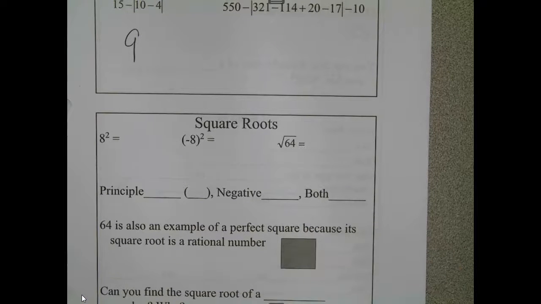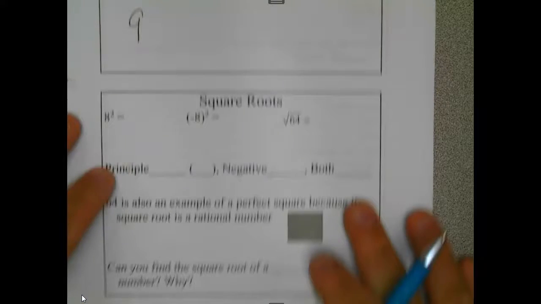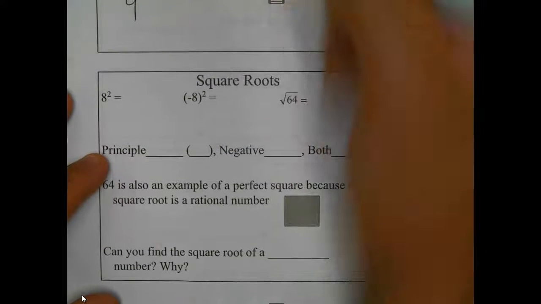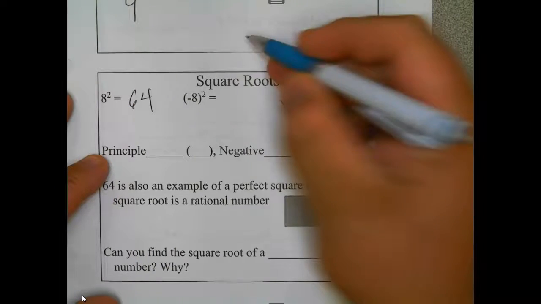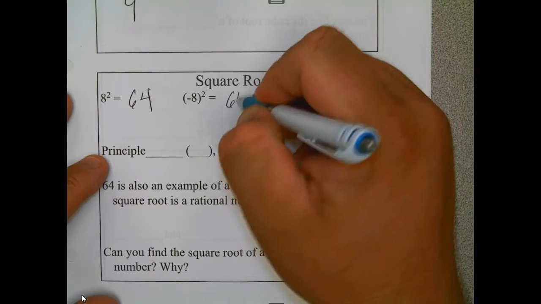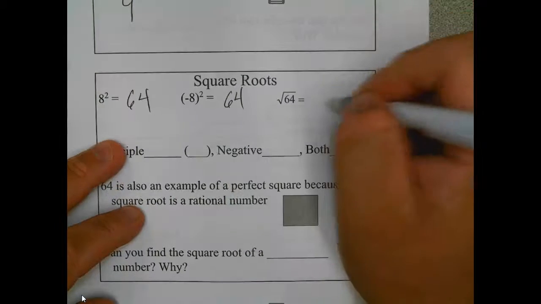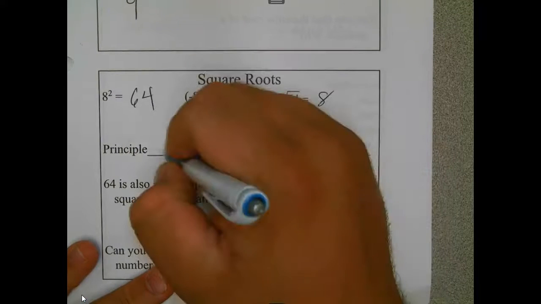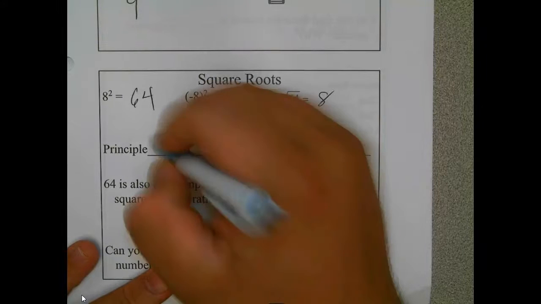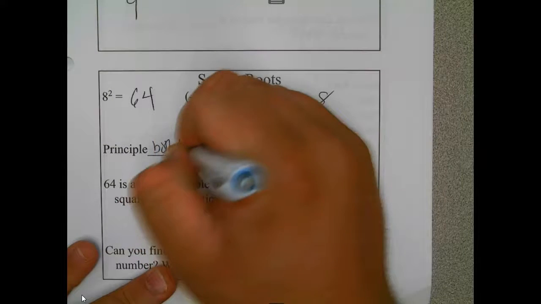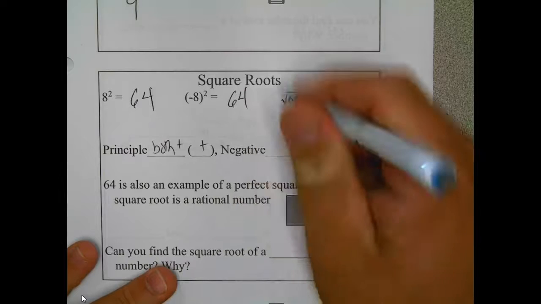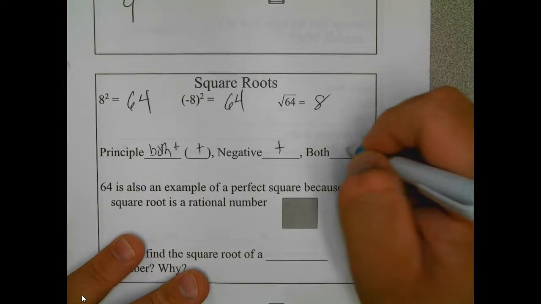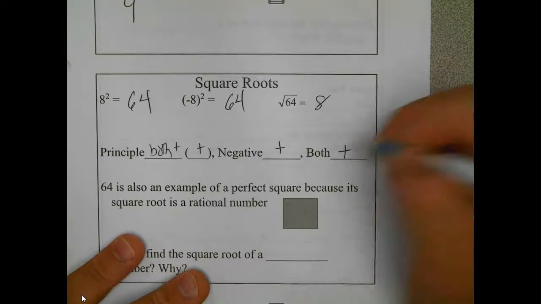Quickly moving on, we talked about fractions, we talked about absolute values. Let's talk about squares and square roots. 8 squared is 64. Negative 8 squared is also 64. And the square root of 64 is 8. So the principle is that if both are positive, it's positive. If they're both negative, it's positive. And so there's always going to be a positive answer. Okay?